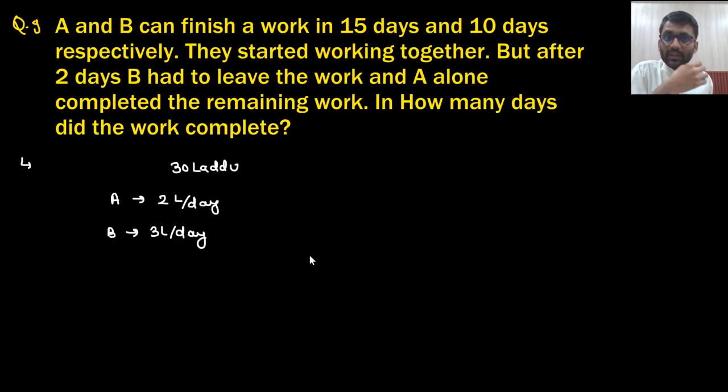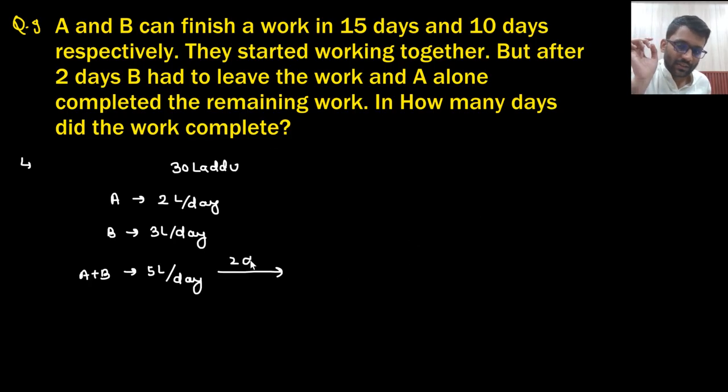They started working together, but after 2 days, B had to leave the work. They started working together, that means A plus B combined will eat 5 laddu per day. After 2 days B had to leave. That means they worked together for 2 days, so they have eaten 10 laddu.